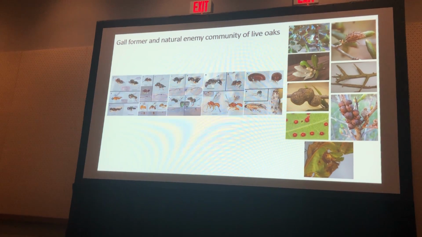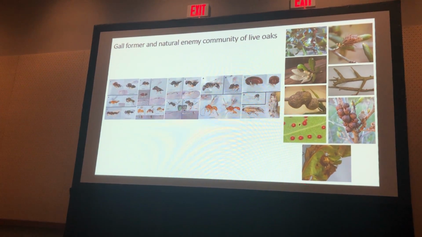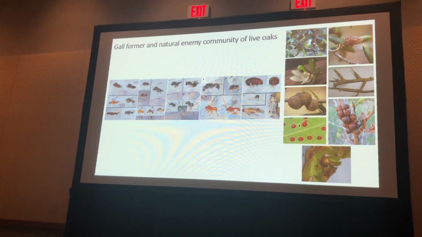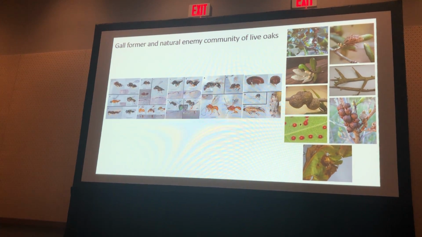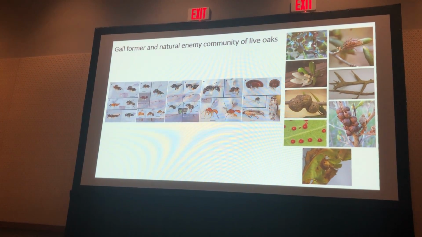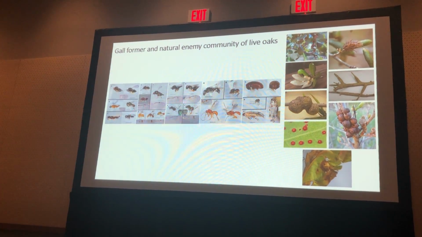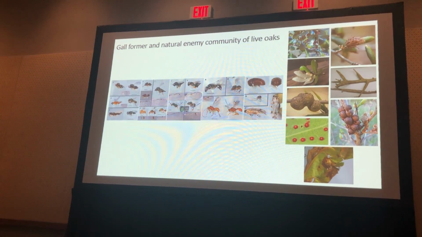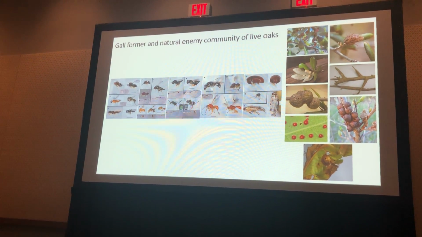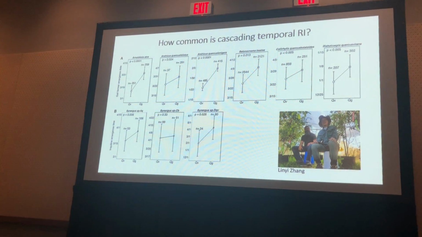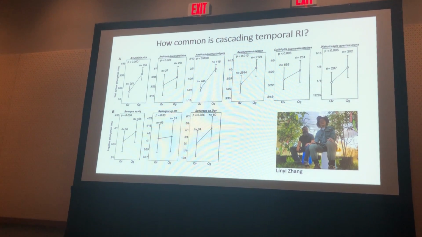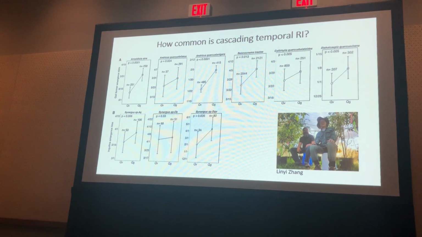So these two sister species of oaks are home to many other different gallformers, all using ephemeral tissue, leaves or stems, which is another ephemeral tissue. And they're attacked by this diversity of natural enemies. So the kind of question is, could we see that cascading temporal reproductive isolation is contributing to multiple species?